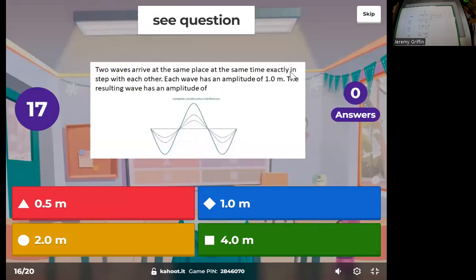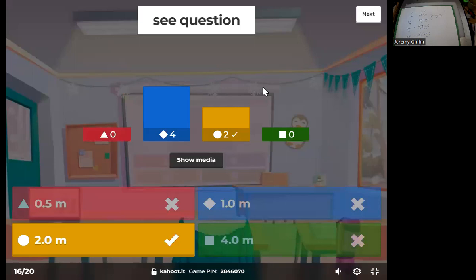Two waves, same place, same time, in step. Each has an amplitude of 1 meter. What's the resulting amplitude? 1 meter, crest to crest, in step, same place, same time. 2 meters. Right. That's called constructive interference. That's this poster right up here. Constructive interference. 1 + 1 is 2, right? Just add the amplitudes. Right?